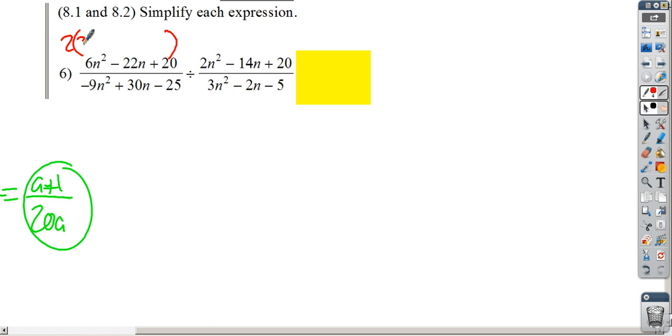If we divide each of these by 2, that's 3n squared. 22 divided by 2 is 11, and that's going to be 10. Okay, now the bottom's a little bit tricky, but let me suggest something. First, let's factor out a negative, and then we could do this 2 ways.